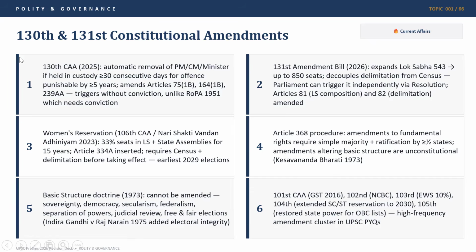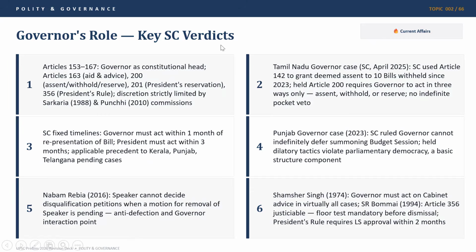Moving on. The Governor's role and key SC verdicts are very important. So Articles 153 to 167 in the Constitution, go through them in detail. I always say that the most important preparation for polity is going through the Constitution in detail. You should go through each and every article and note down the keywords given in each article, because UPSC has a tendency to ask directly from these articles and then make changes in those terms or ask the fundamental concepts related to those terms. We will see in money bill, financial bill also. UPSC has done this numerous times.